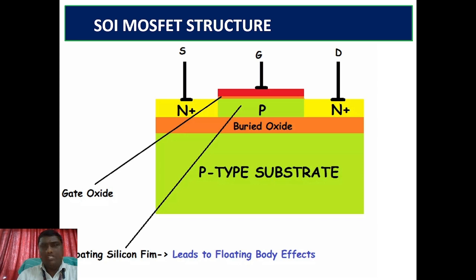The SOI MOSFET structure looks similar to the MOSFET, other than the buried oxide. The floating silicon film is above this buried oxide, and the only thing is that whether the film placed on the buried oxide is fully depleted or partially depleted, and the thickness of this buried oxide film is going to change the outcome of the device. Another thing is that the floating silicon film acts like a channel, which leads to the floating body effects of the device.